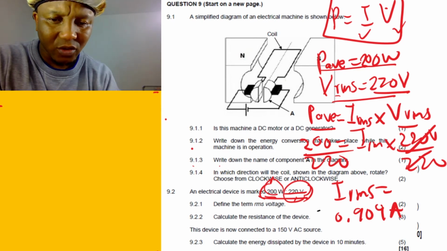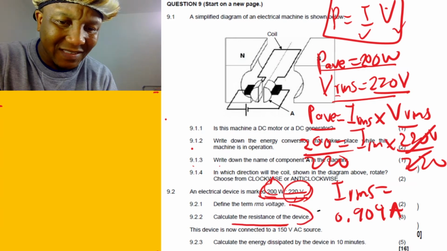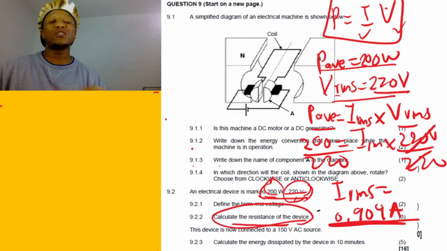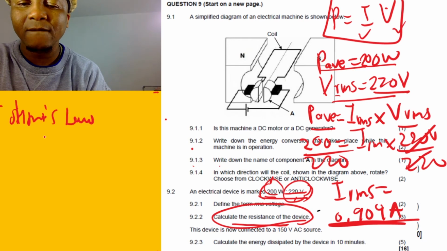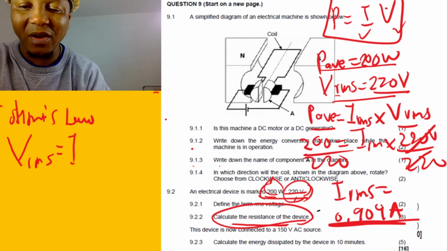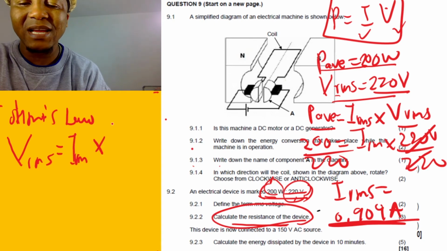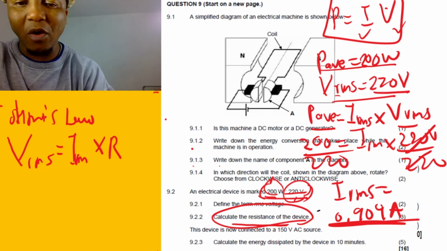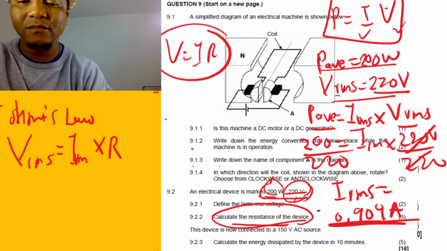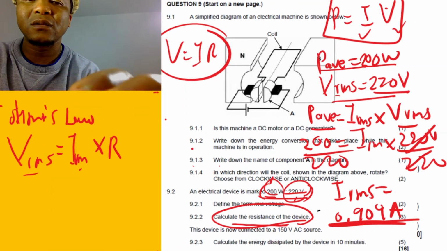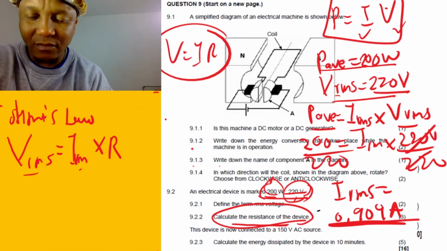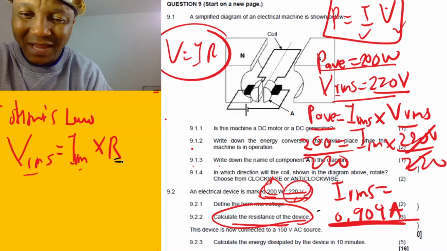But what do they want? Go to the question here. They say calculate the resistance of the device. If I have my current, I can simply use Ohm's law to get the resistance. From Ohm's law, potential difference RMS equals current RMS times resistance, because from Ohm's law, V equals IR.